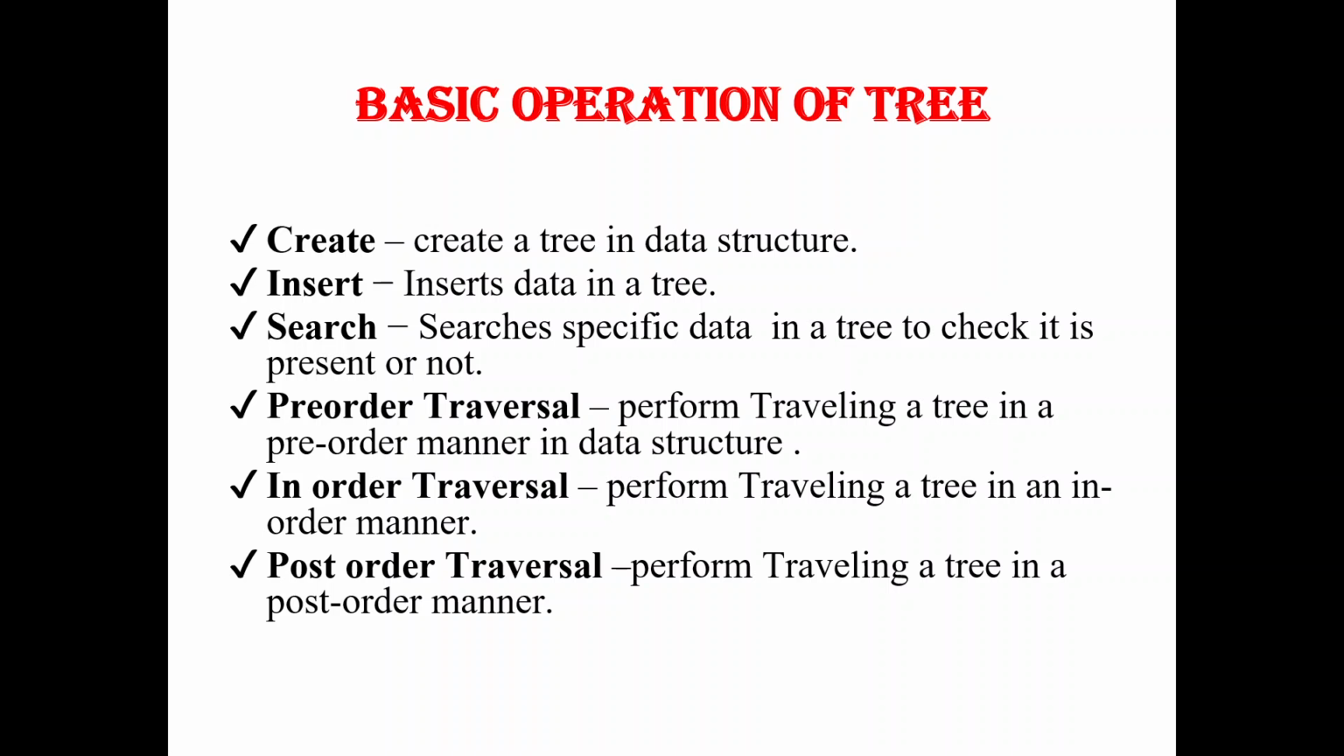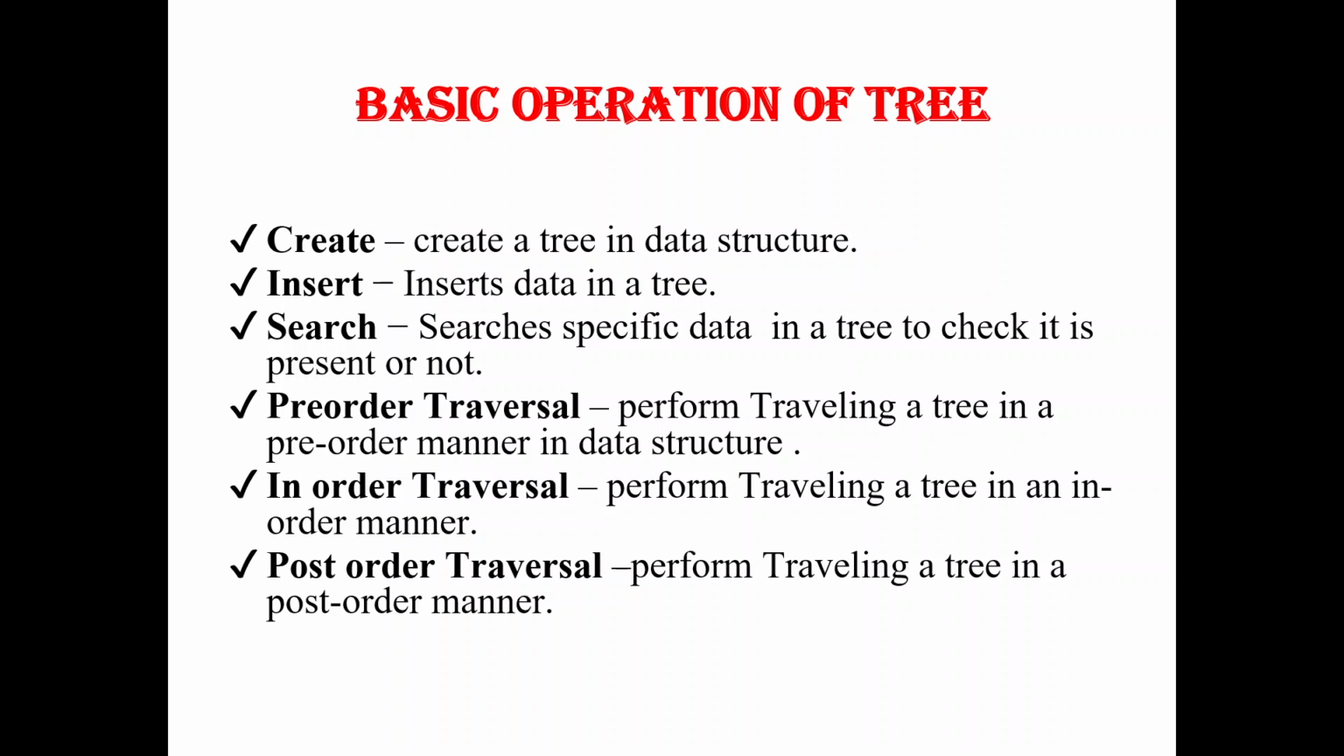Pre-order traversal is like this: first, we go for the root element, then we go to the left subtree and then the right subtree. Root, left, right. This is the way of traversing in pre-order. Then what is in-order? As the name suggests, the root is going to be in between. So first I traverse towards my left subtree, then root, then right subtree.